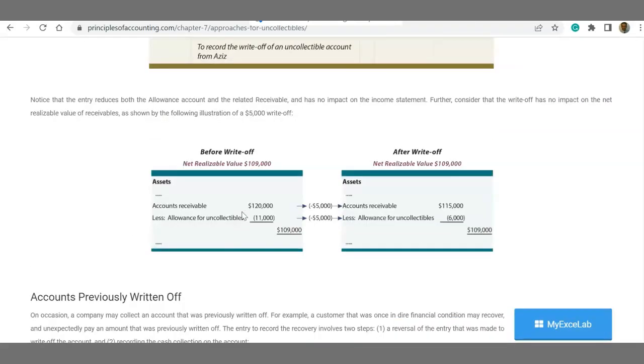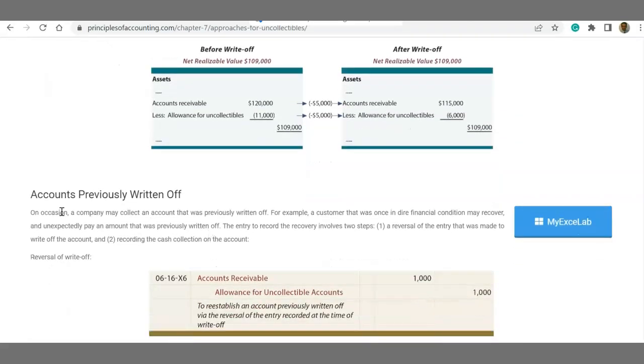If you look at the write-off before and after: before the write-off, your accounts receivable was, let's say, 120 minus $11,000 allowance, so the net receivable is 109. After the write-off, your accounts receivable goes down by 5,000, and your allowance goes down by another 5,000. Therefore, your net accounts receivable is still the same, 109. So you see, nothing happens. You just write off, receivable goes down, allowance goes down, and you have the same result at the end.